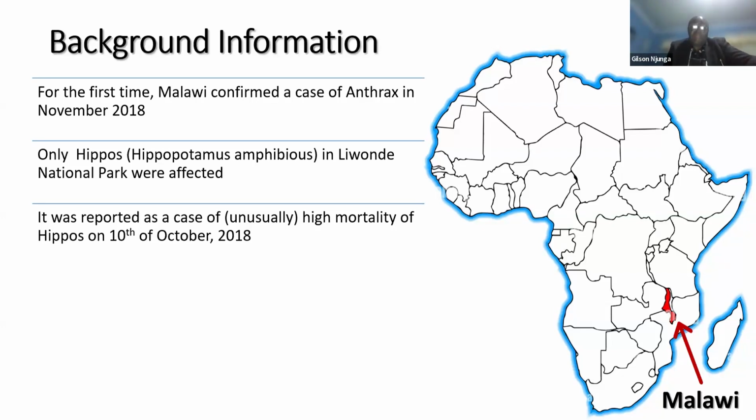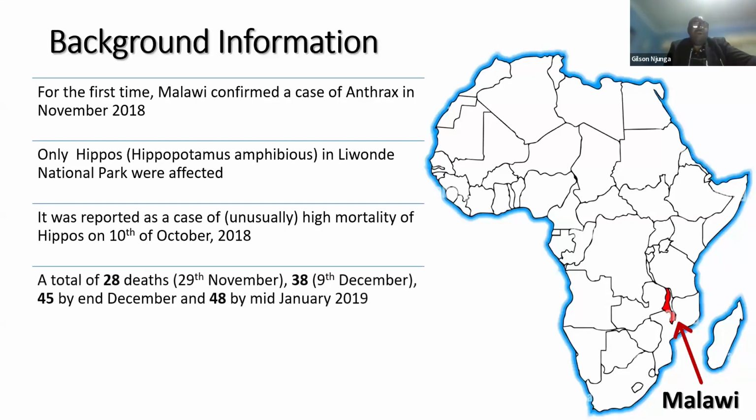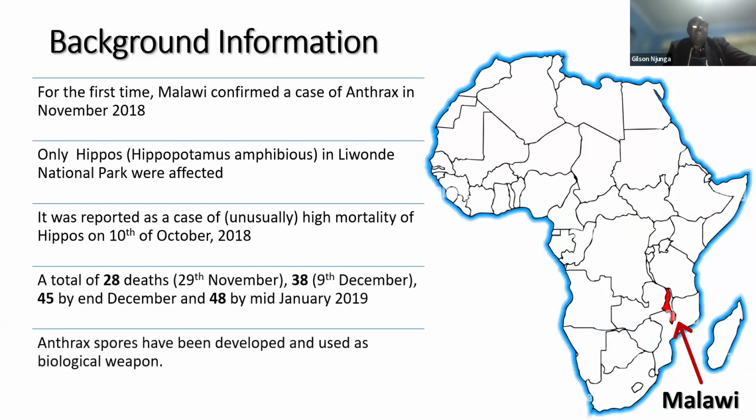For your information, the outbreak was first reported on 10th October of 2018. By 29th November, from the day we saw the first case, we had lost 28 hippos. By the 9th December, the figure rose to 38. By the end of December, we had lost 45 hippos. And by mid-January, we had lost 48 hippos. That's a lot of wildlife lost within a short period of time.